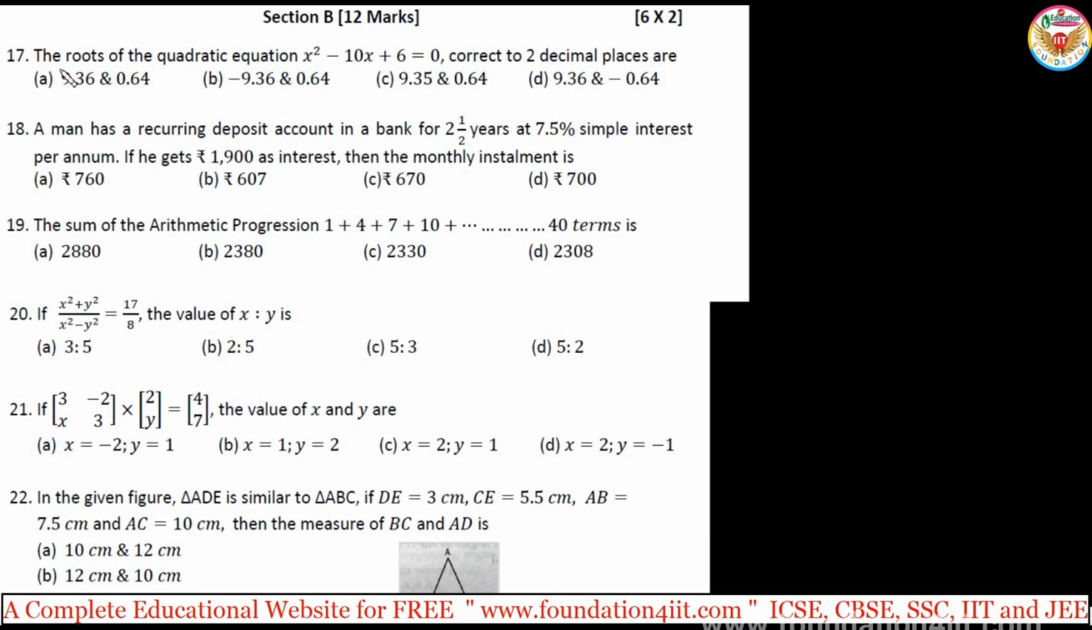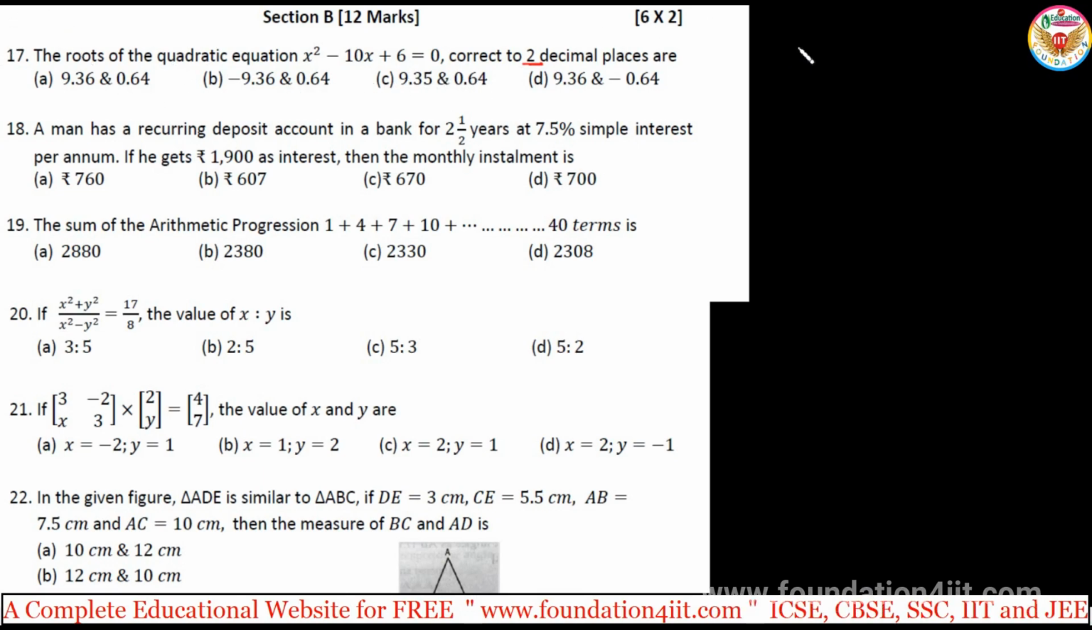First, the 17th one: the roots of the quadratic equation x square minus 10x plus 6, correct to 2 decimal places. So up to the point, it should be 2 decimal places, meaning you have to find the third decimal place. If it is 5 or more, you will increase the previous digit. Okay, that method you will apply.